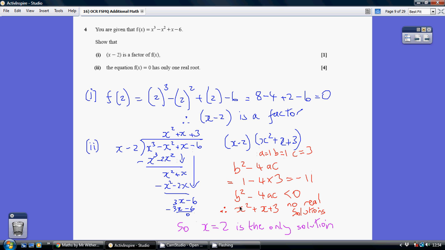So in fact our only solution is coming from x minus 2, which is 2. So therefore we've shown that the function only has one real root, which is when x equals 2.